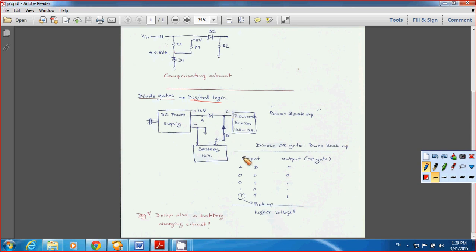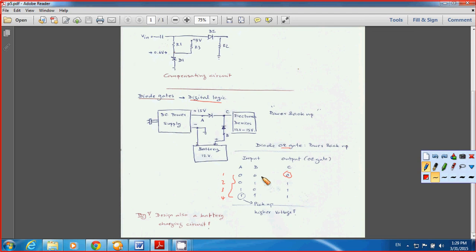So I have 4 combinations of input, right? This becomes 0 0 1 1 for A, and B is 0 1 0 1. So I have 1 2 3 4 combinations. And your output, since it works as the OR gate here, you have the output be 0 when you have both inputs be 0, right? And for the rest, you have the output be 1 because you have a one here, one here, one here.